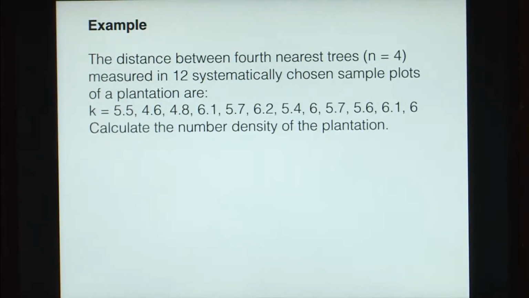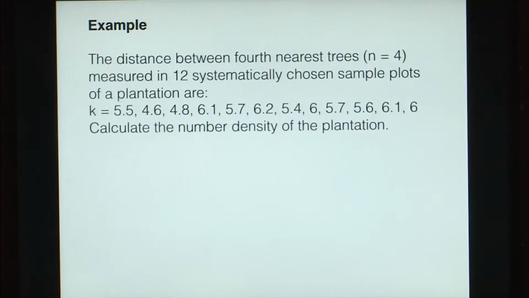The distance between the fourth nearest trees, n is equal to 4, was measured in 12 systematically chosen sample plots, so here we have m is equal to 12, of a plantation. The Li values are given and we need to calculate the number density of the plantation. So in this case we do not have the nearest neighbor, we have the fourth nearest neighbors.